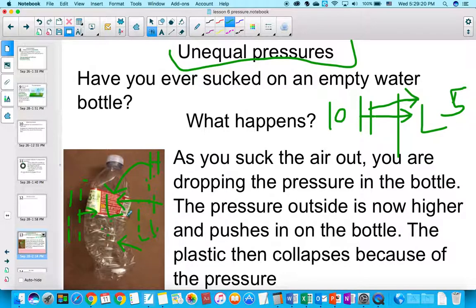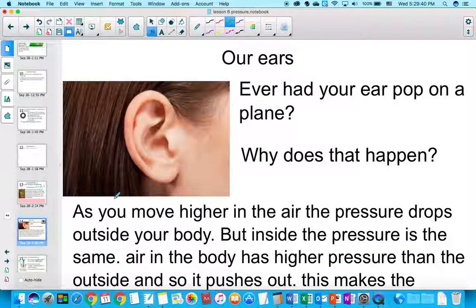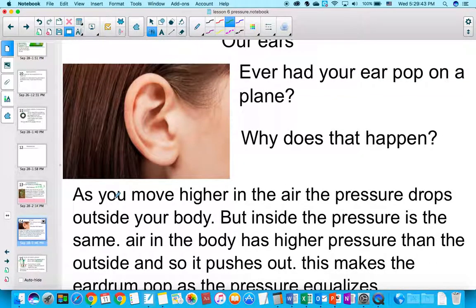And it'll try and basically collapse anything that is in its way. For example, when you suck the air out of an empty water bottle. The pressure outside is now higher than the pressure inside, and the air is basically ramming itself into the water bottle to equalize that pressure, causing the bottle to collapse. You kind of need to know how ear popping works, just based on how pressure is trying to equalize, right? In an airplane, it's very low pressure outside, very high pressure inside, and that pressure is trying to equalize.